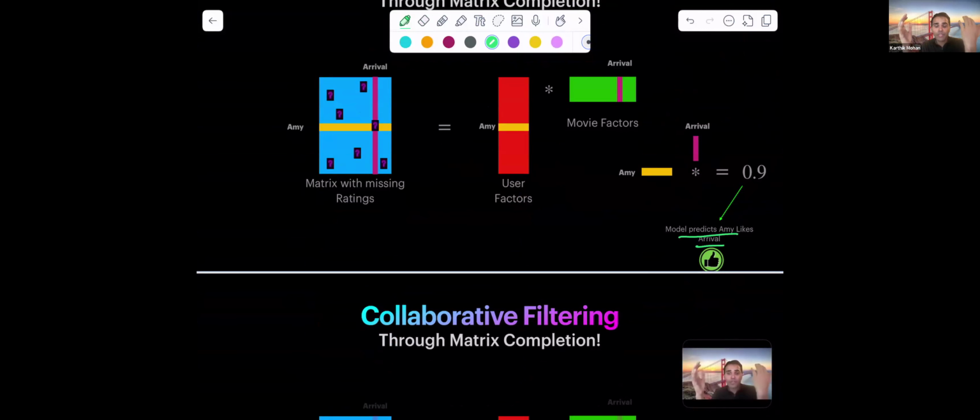So what would Netflix do? It'd say, I'll show you Arrival. It'll be on the top of your carousel. So you log into Netflix, and then Amy will see Arrival waiting for her to watch it, right? So that's how the carousels keep changing on Netflix based on these recommendation algorithms, right?